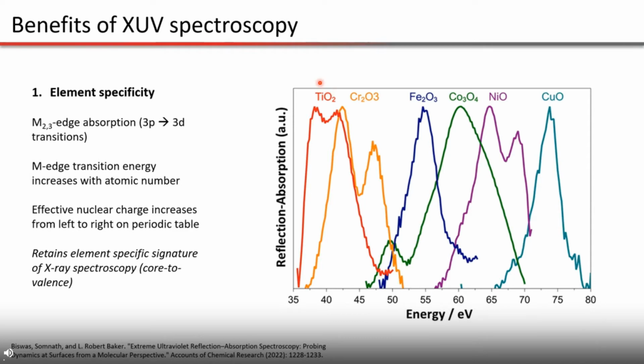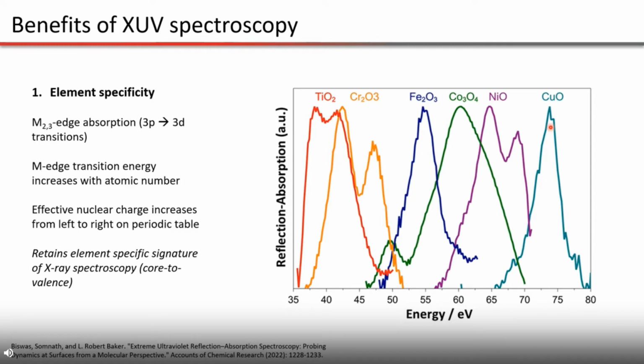And what we can see here is that the M edge transition energy is increasing as the atomic number of the metal increases. So we're going from titanium to copper here, and we can see that the peaks are shifting to a much higher energy as we go.